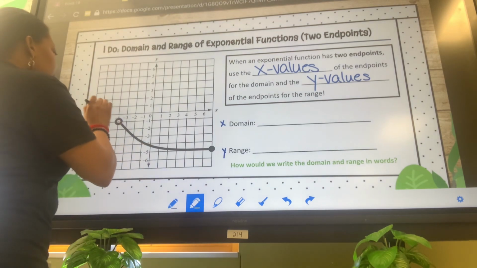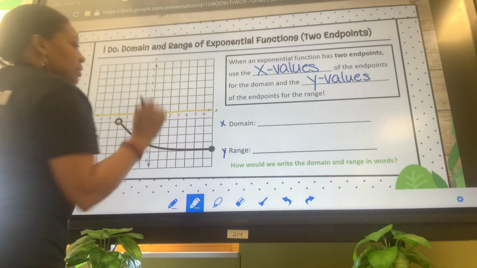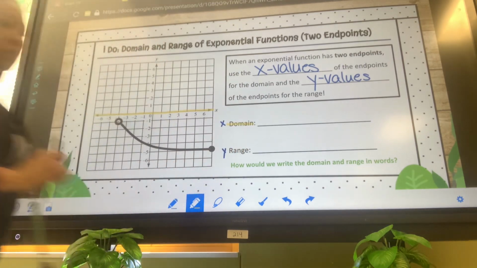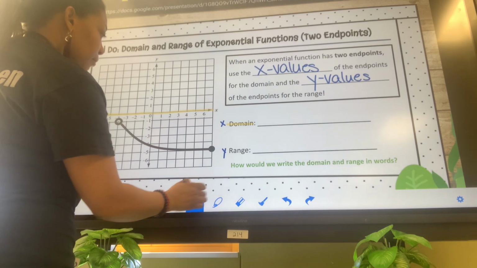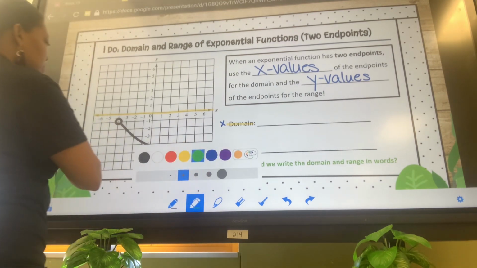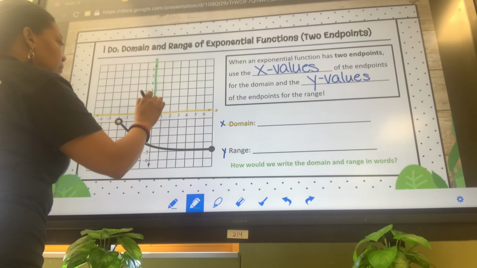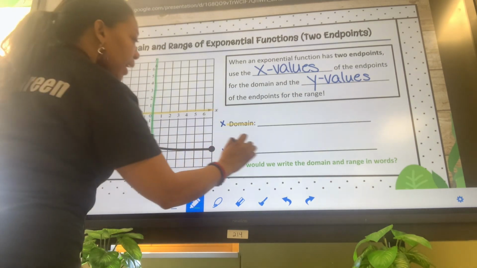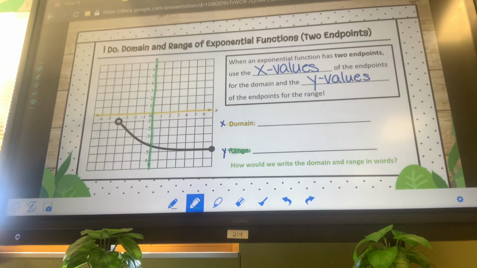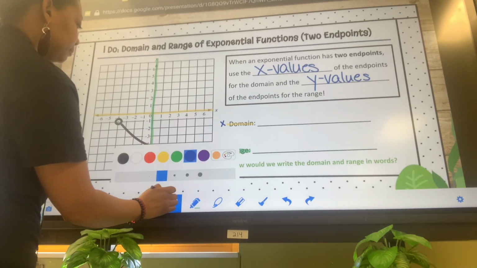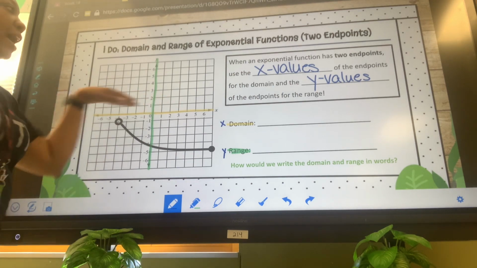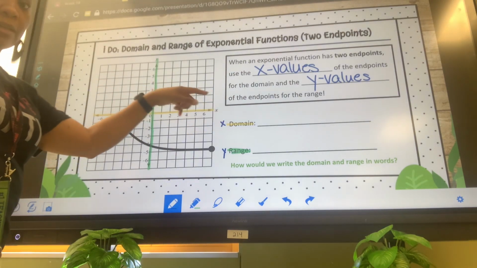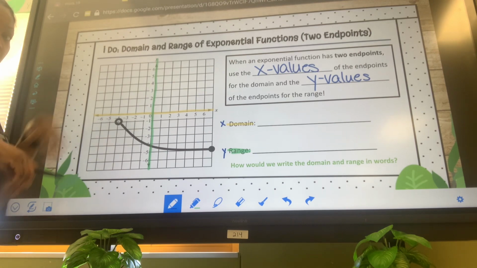Now I think it may be helpful for some of you to get two different colors and highlight. My domain is going to be yellow. My range, I'm going to highlight green, and my range is going to use the y-axis. So since I highlighted this line yellow and my domain is yellow, that means my numbers must come from this yellow line, because that's my x-axis.